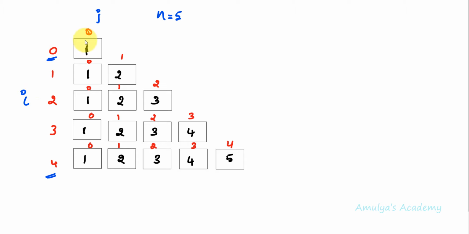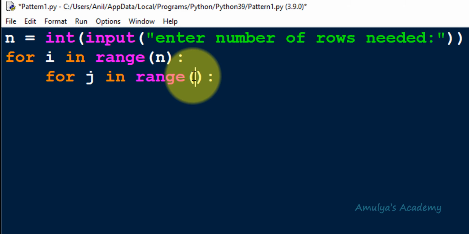Next we need to take how many columns we want in each row. Here we can see at row 0 I want 1 column. At row 1 I want 2 columns. At row 2 I want 3 columns. At row 3 I want 4 columns. That is nothing but row plus 1 columns. Here we are using i to represent the row. So that means we want i plus 1 columns in each row. That's why here I need to mention i plus 1. How many columns do I want in each row? I want i plus 1 columns.